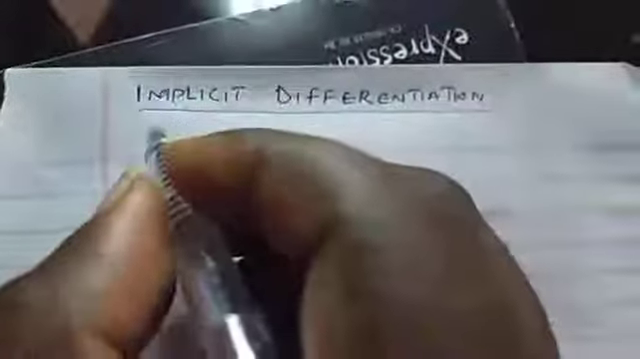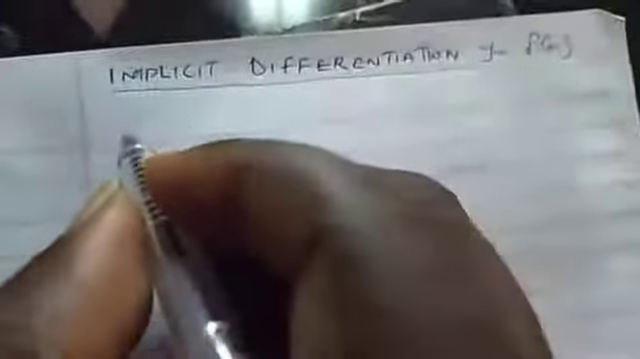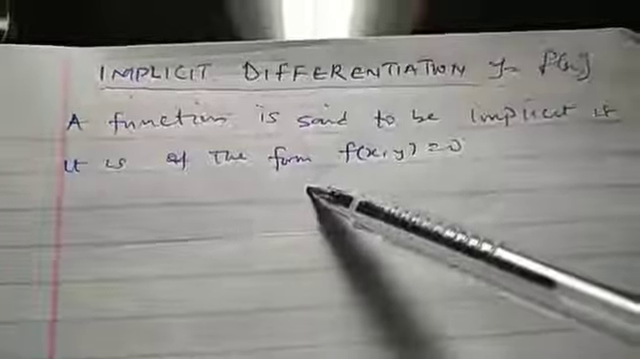Implicit differentiation. So far we have considered functions in terms of explicit functions. Now we are considering a case whereby y is written separately from x. Y is here, x is this explicit function. If both x and y are together, they will say that it is an implicit function.